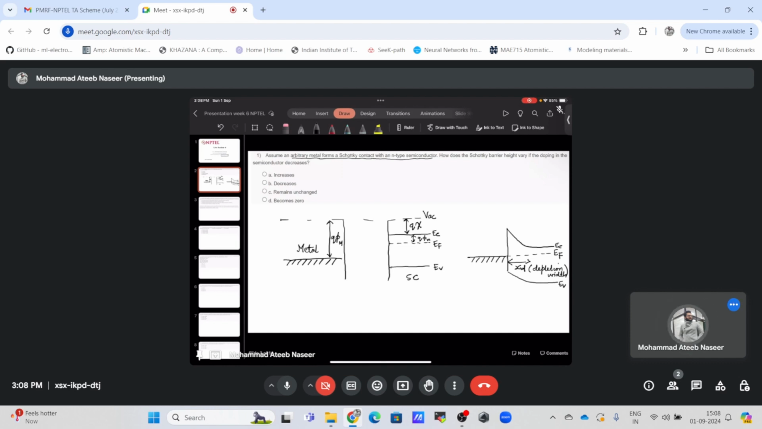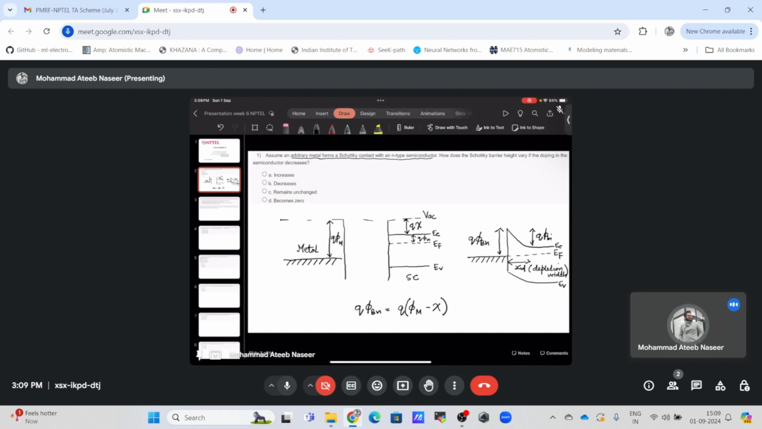Now, this was the barrier, the Schottky barrier, because the metal work function was greater than the semiconductor work function. This was phi bn, the Schottky barrier, and this phi bn for this metal-semiconductor junction is simply equal to q phi m, the metal work function, minus chi. So it's simply q times (phi m minus chi).